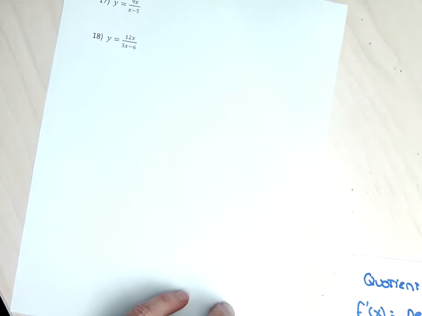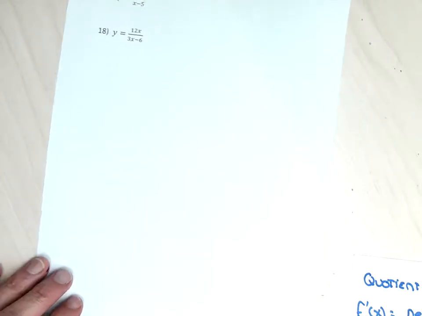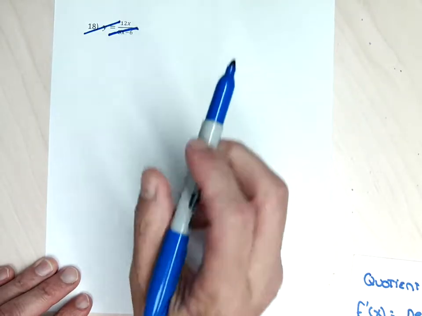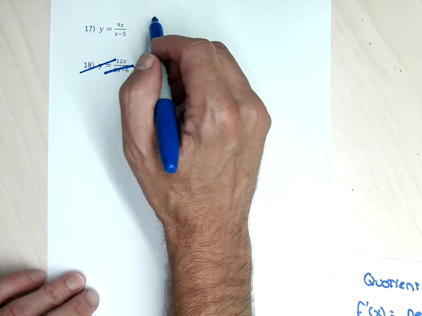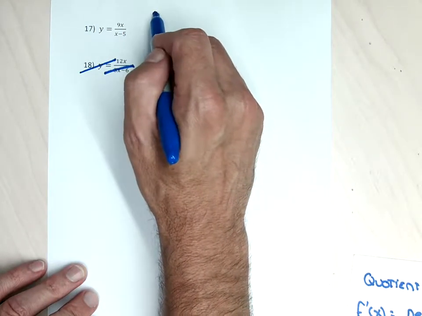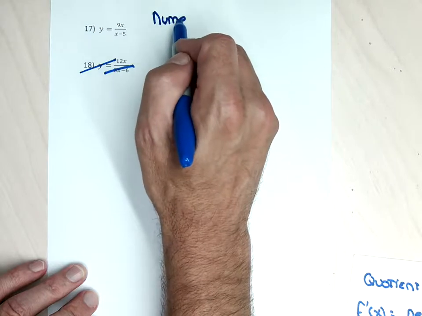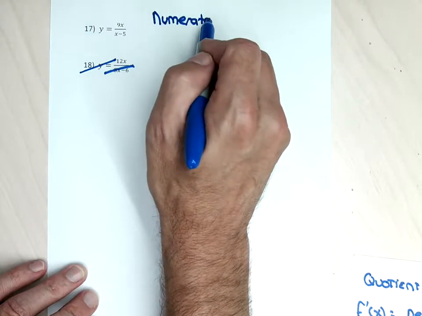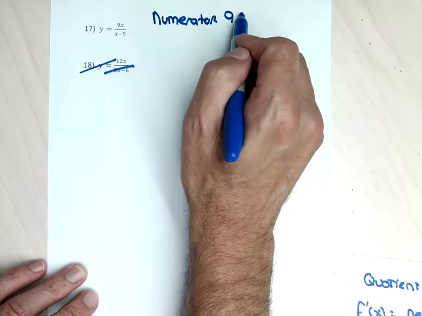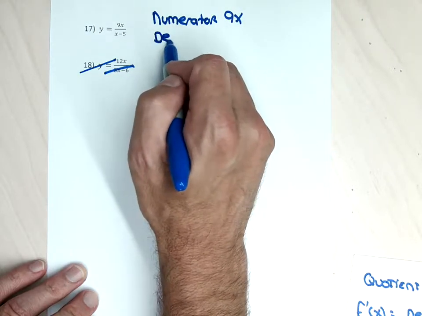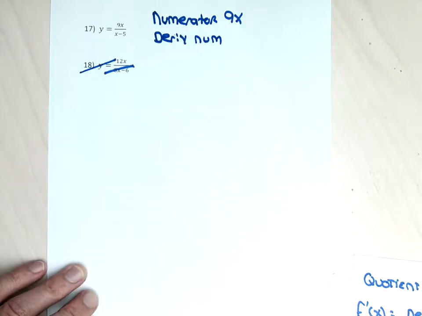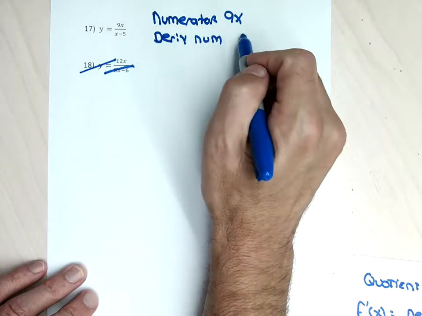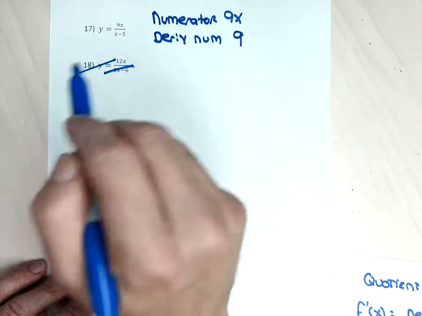If it helps, I'll do 17 and not do 18. So if I looked at 17, it's a fraction. Fractions generally force me to use the quotient rule unless I know how to get rid of the fraction. In this case, I don't know how to. So I'm going to write down the numerator, which is 9x, the derivative of the numerator. It's a first power term, so the derivative is just the number in front of the x without the x. So the derivative of 9x is just 9.